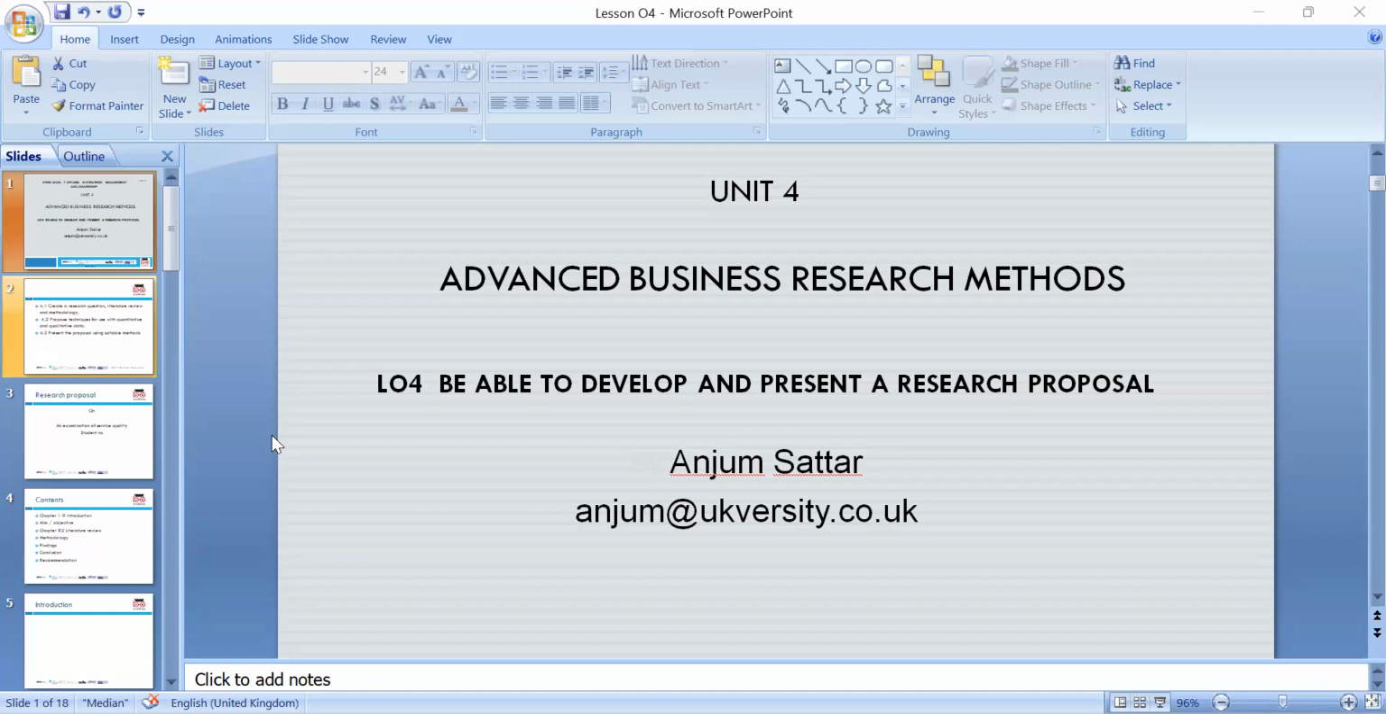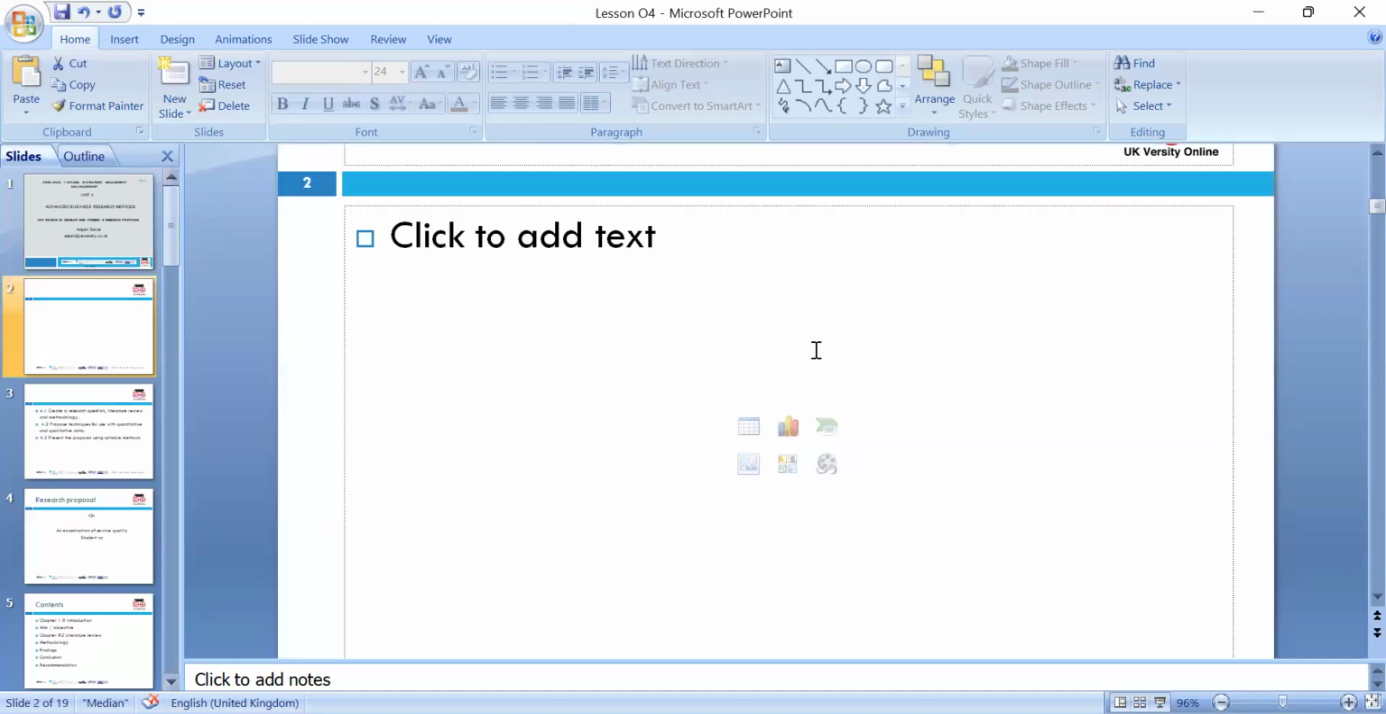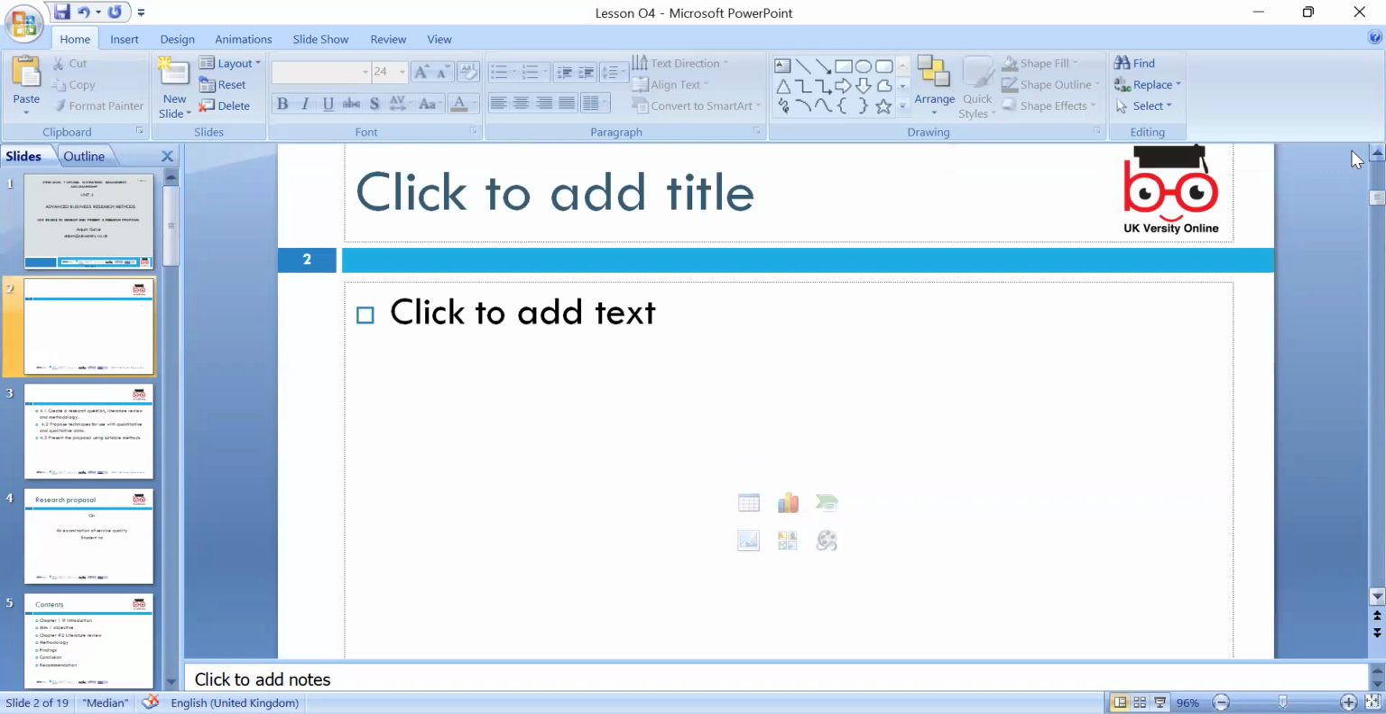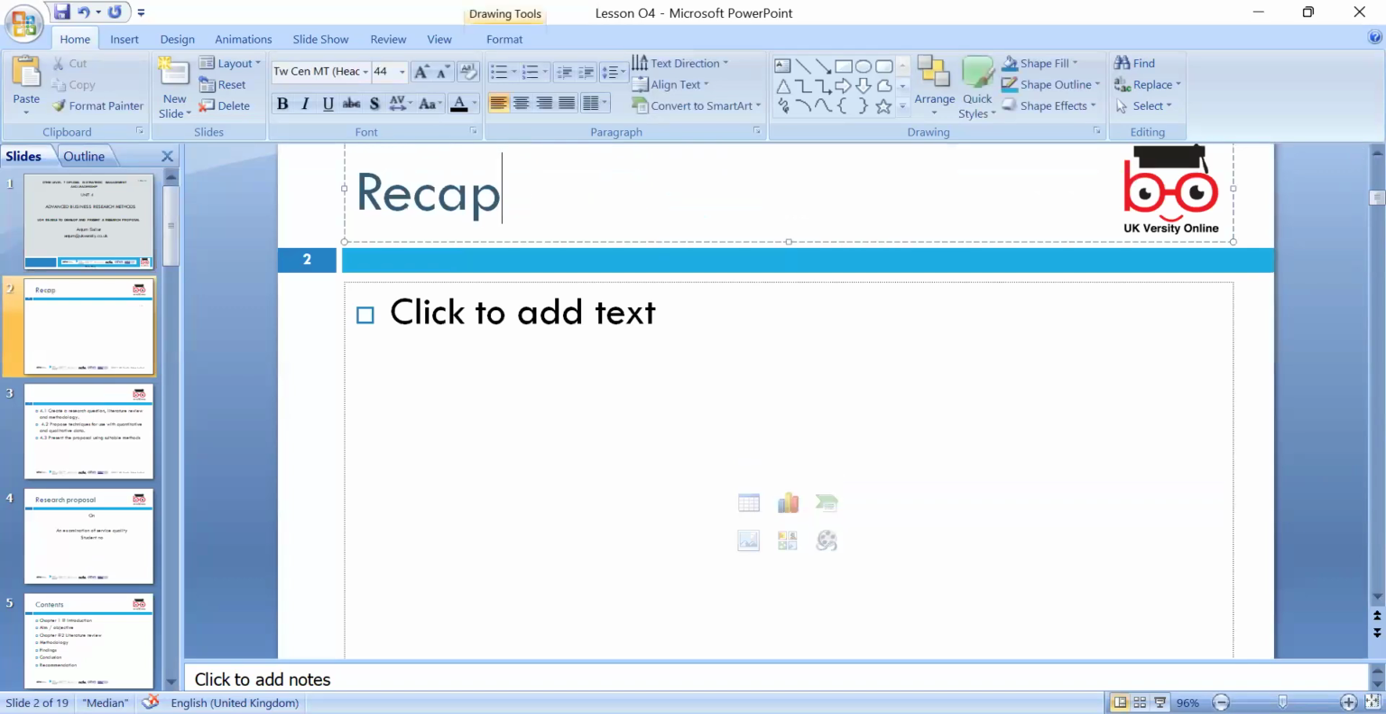The learning outcome is to be able to develop and present a research proposal. That's the key: to be able to develop and present your research proposal in a formal way. So we'll start. We'll do a bit of a recap of what we learned during the last three lessons first.